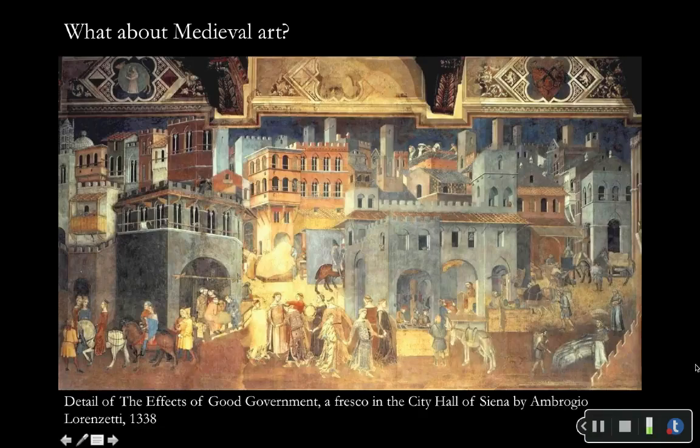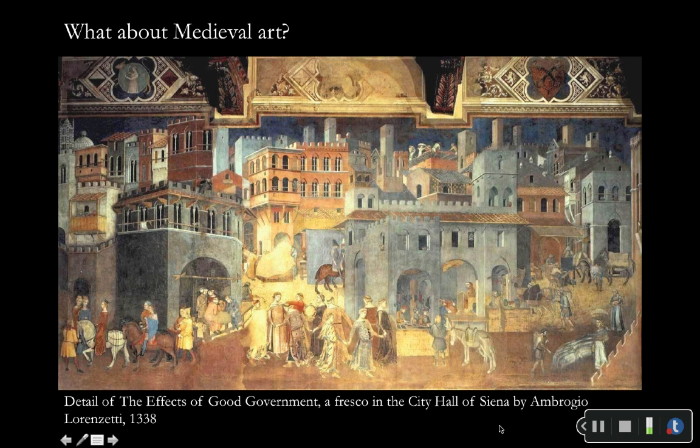But first I wanted to start by looking at what came before the Renaissance. So before the Renaissance, we have a period we call medieval, the medieval period or the Middle Ages. So what about it? It's very, very different than what we end up seeing in the Renaissance period. So if you look at this painting, this is a detail of a giant fresco that would have been painted on the walls in a nearby city, Siena, which is close to Florence.